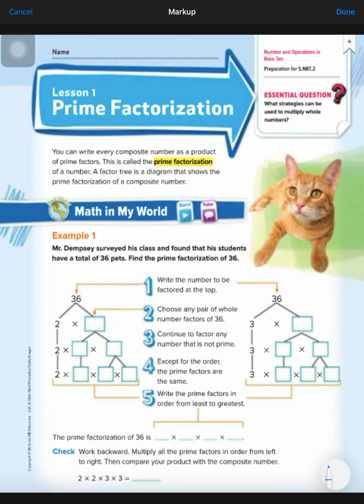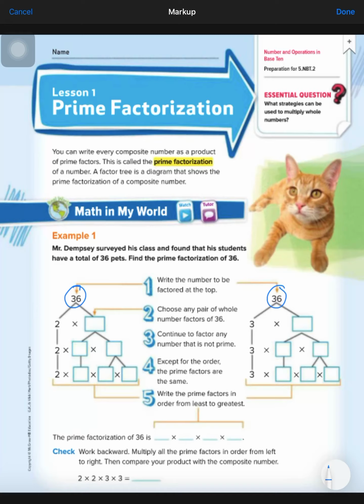So my friends, it says write the number to be factored at the top. So see here where they did 36 and 36. I want you guys to know that they are just showing you 2 different ways to do this. So if you only knew that 2 went into 36, then you can do that one. If you knew that 3 also goes into 36, they can do that. The idea is that no matter what numbers you decide to break up, eventually you will get to prime factorization, okay? As long as it can evenly go into 36.